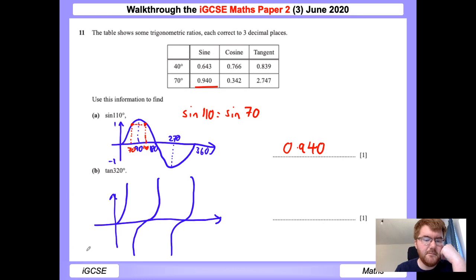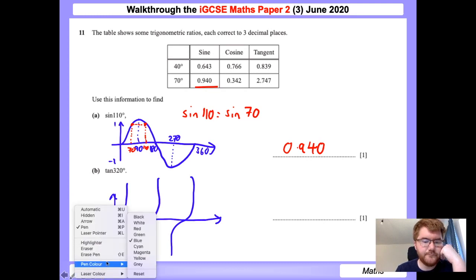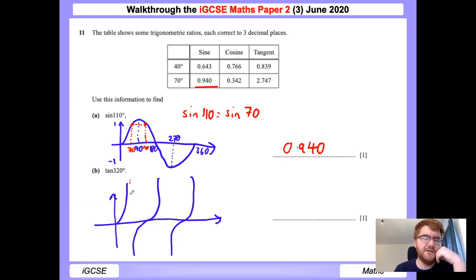So let me put in some important values. Let's use a different color. Let's use red. So we've got our asymptote here, and this is at 90. This point's at 180, so the graph of tan repeats every 180 degrees. And this is why our next asymptote would be 90 plus 180, which is 270. Okay, and then this would here be 360. Okay, we can't really label the y-axis. Tan 45 is 1, for example. You should know that just off by heart. That's not really going to help us.